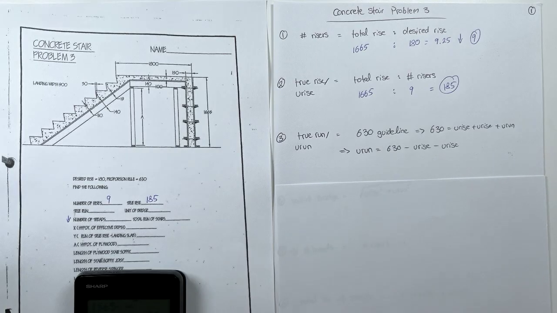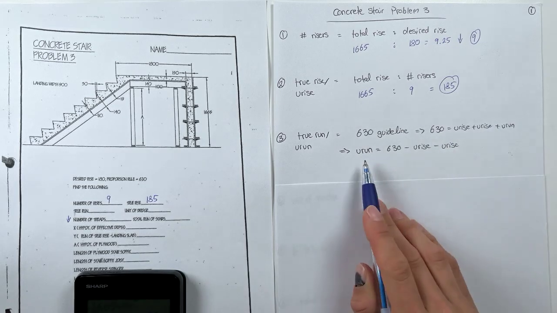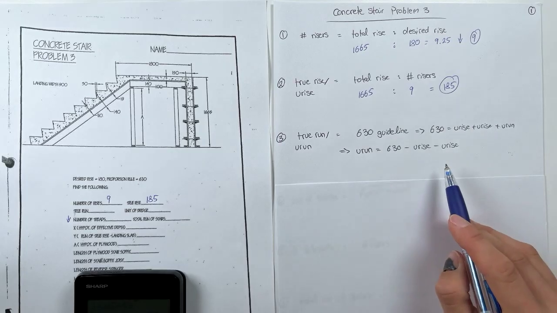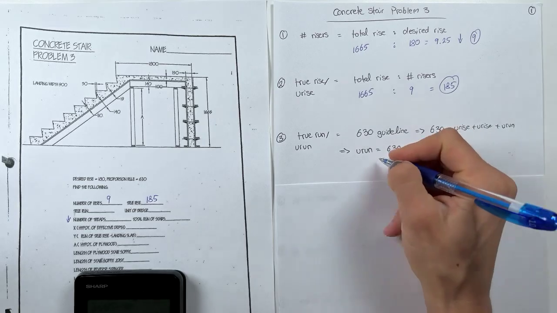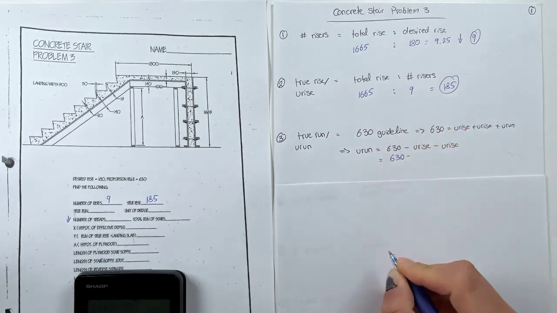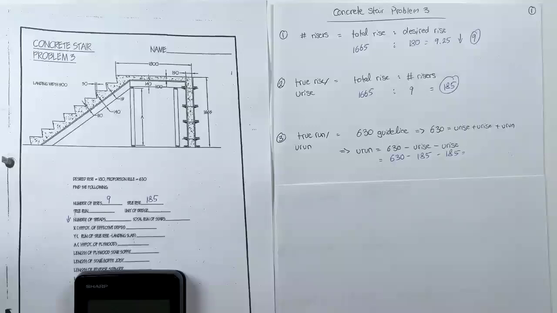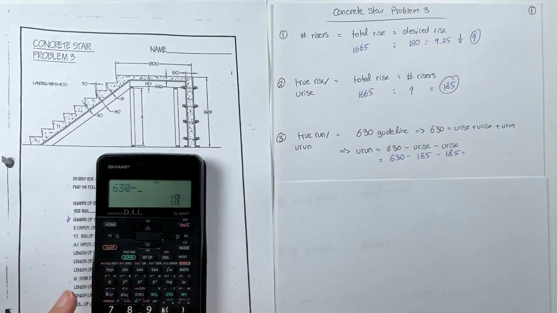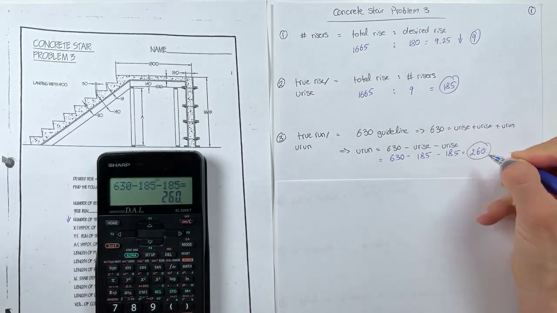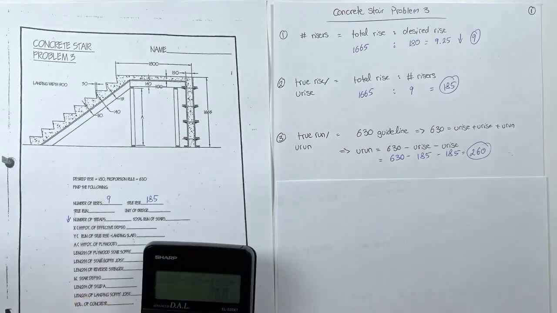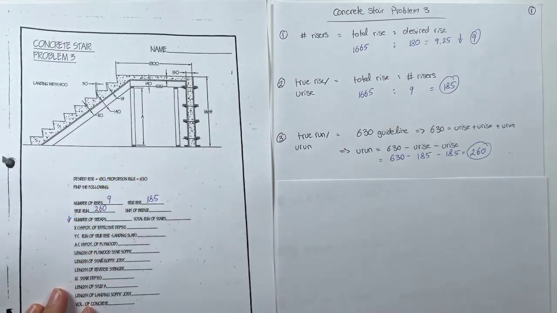So the unit run, right? We have 630 equals unit rise plus unit run. So if we want to find the unit run, we just flip-flop these around. Turns into 630 minus unit rise. So let's pop that in here. And unit rise is 185. 630 minus 185. There you go. 260. That is our unit run or true run that we will use for this worksheet. 260. Perfect.